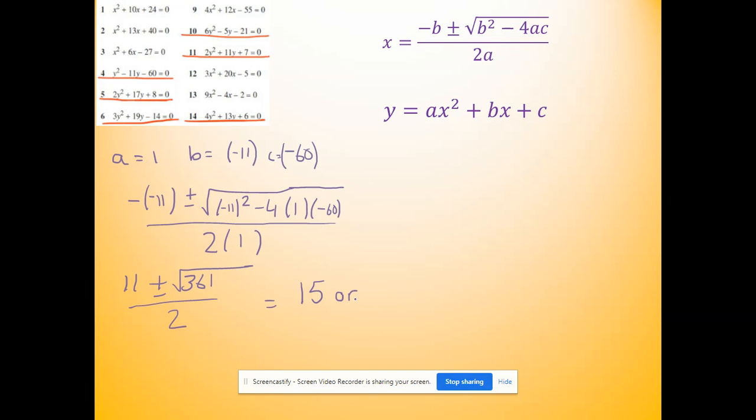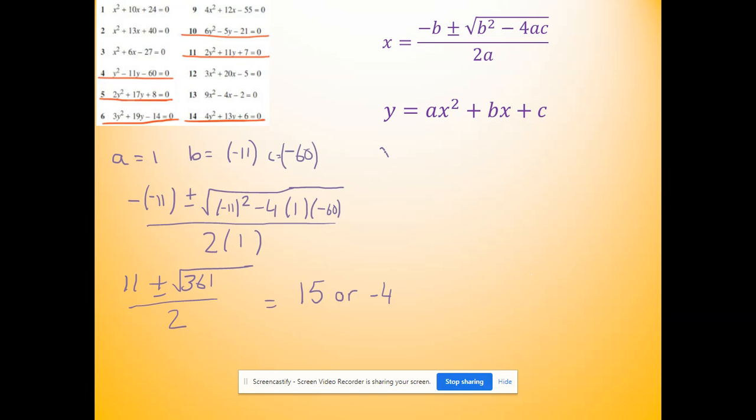And then instead of putting it all in again, I'm just going to press my back button, and I can scroll back the way until I get my plus, and change that to a takeaway. So instead it's now saying 11 take away root 361. Press equals and I get minus 4.